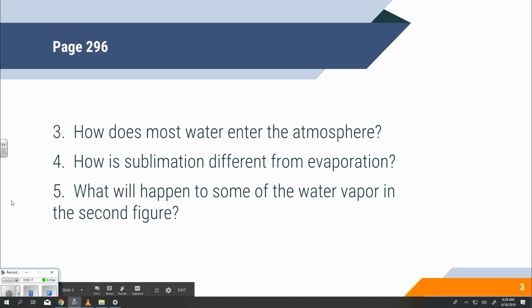Page 296. How does most water enter the atmosphere? How is sublimation different from evaporation? What will happen to some of the water vapor in the second figure?